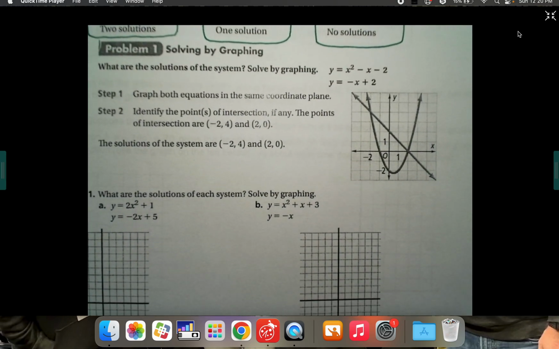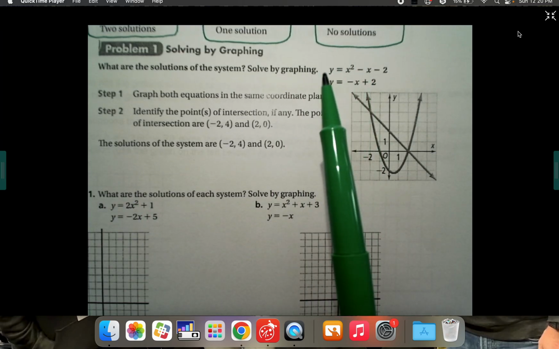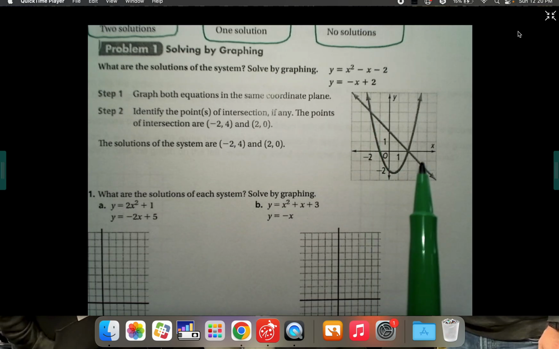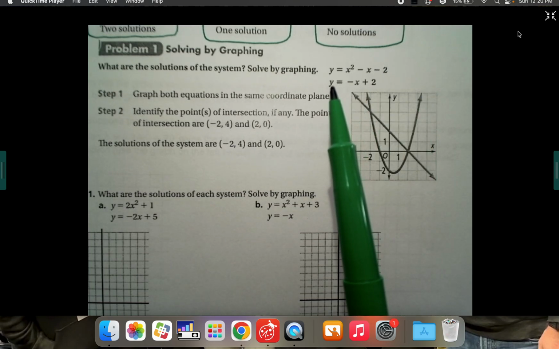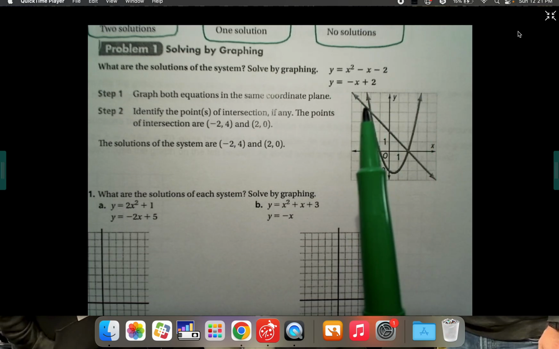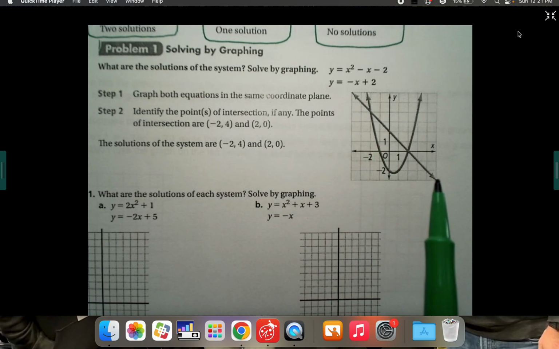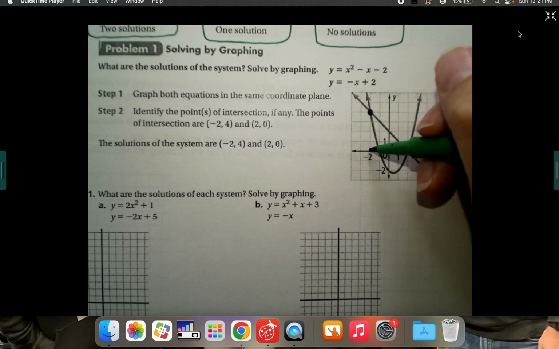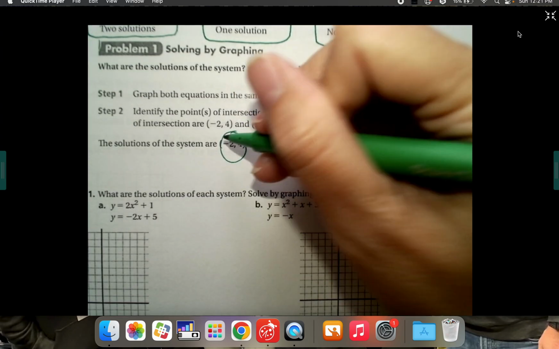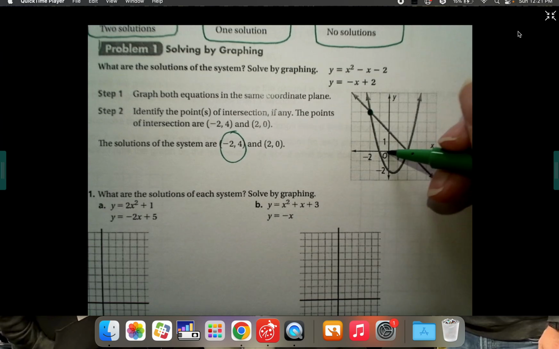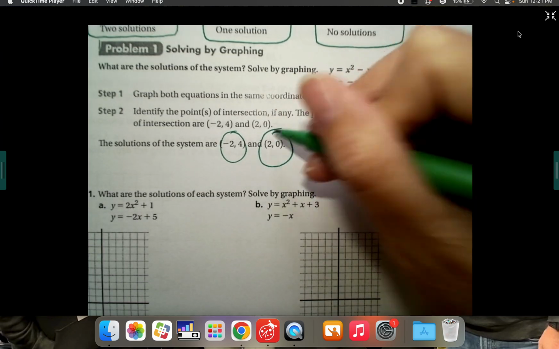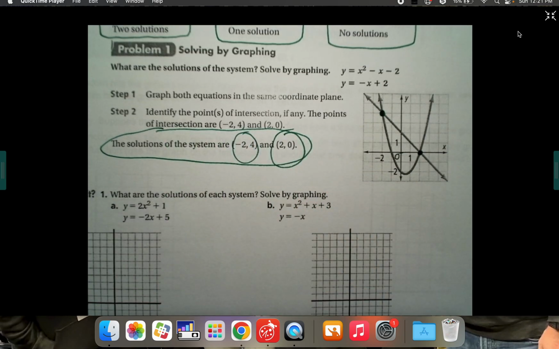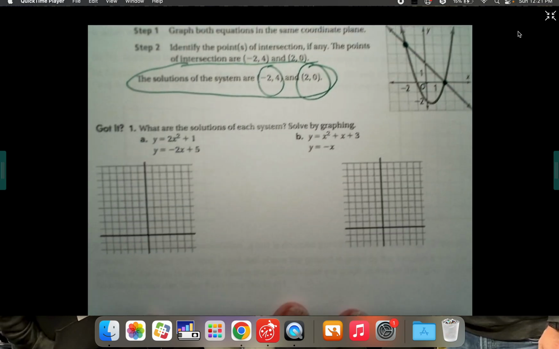Here is their example. They have graphed the parabola that matches x squared minus x minus 2. It looks like this. And then they have graphed a linear equation, y equals negative x plus 2, which looks like this. So the answer is they meet in two solutions. One would be negative 2, 4. And the other solution, where it meets right here, is at 2, 0. So this one has two solutions, negative 2, 4 and 2, 0.